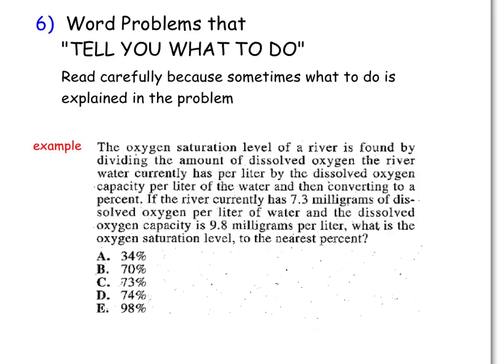The last type of question we're going to talk about are word problems that tell you what to do. Okay, capital letters. So, when you see this, read carefully because sometimes what to do is explained in the problem. These problems are sometimes kind of difficult because you have to read through it, and it's more of a reading comprehension problem than it is a math problem. This question has 7 or 8 lines of words, but the process in which you find the answer is nothing more than elementary. It's just dividing two numbers and coming up with a percent, something that you probably learned in junior high. But the actual problem itself is much more advanced than a junior high problem.